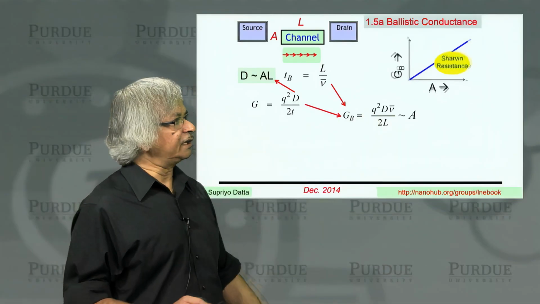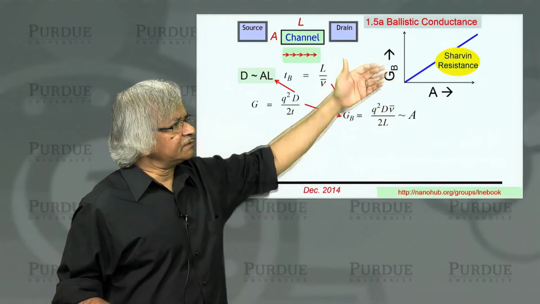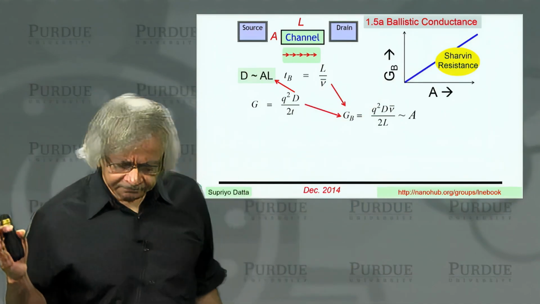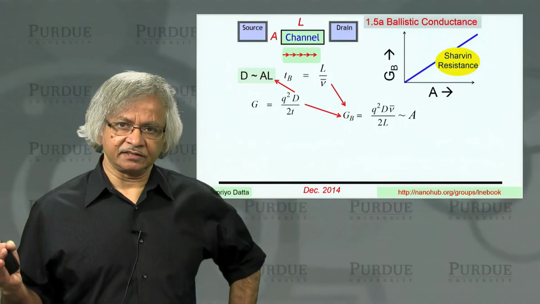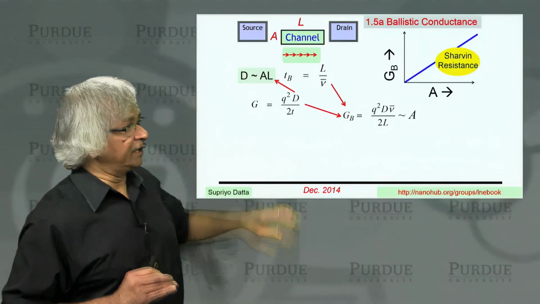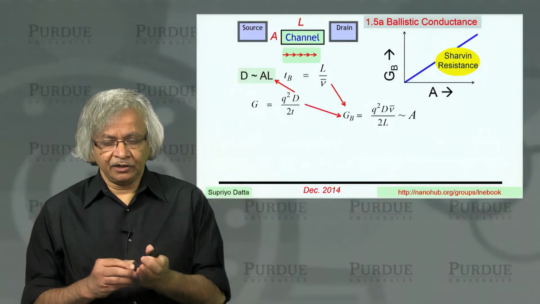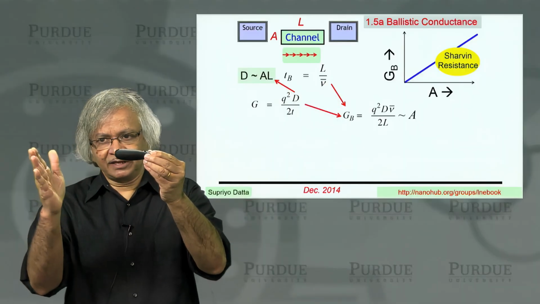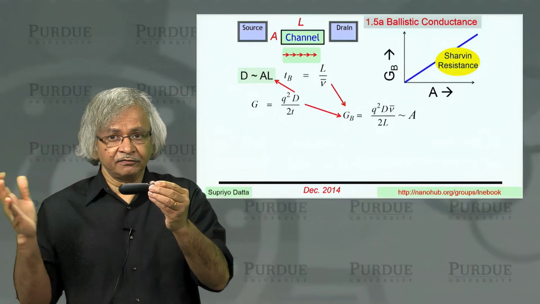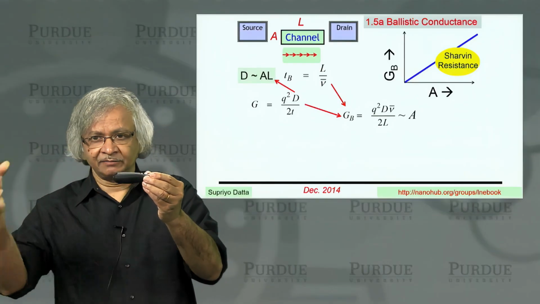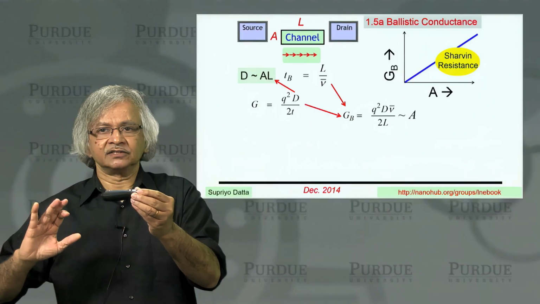So if you plotted it, it would look something like this. And this was observed, I guess, back in around 1969, and it's often called the Sharvin resistance. The point to note here is that this ballistic conductance is independent of the length. You could take a ballistic conductor, make it twice as big, it's still the same ballistic conductance, which is very different from normal conductors, where if you make something twice as long, the resistance is twice as much, conductance is half as much.